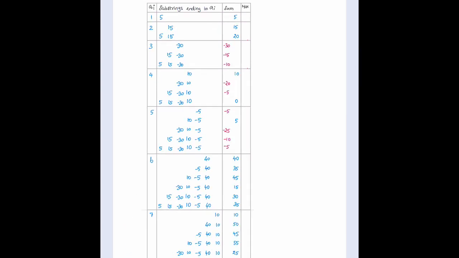Proceeding further, once we calculate the individual sums, we need to find the maximum sum for all the substrings that end in the ith element. Say for example, for A1, which is 5, we only have one substring, so the max would just be the same thing. For A2, there are two possible substrings, and out of these two, 20 is the highest, so the max sum would be 20. For A3, we have 3 possible substrings, all are negative, but the maximum is going to be minus 10 here.